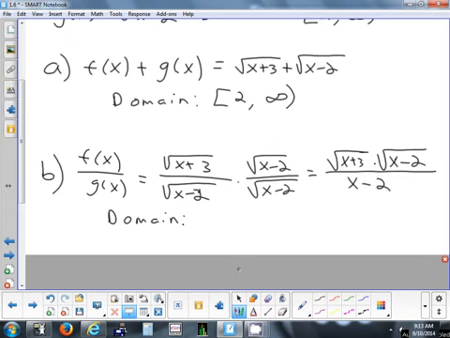Okay, what's my domain here? It's going to be similar to the last one, but not quite. We've got to be slightly careful here. Yep. It's all real numbers greater than 2. Yeah, now it's strictly greater than 2. Okay. We know 2 to infinity works for the functions themselves, but once we introduce the division, there's an extra restriction. 2 is no longer in the domain.